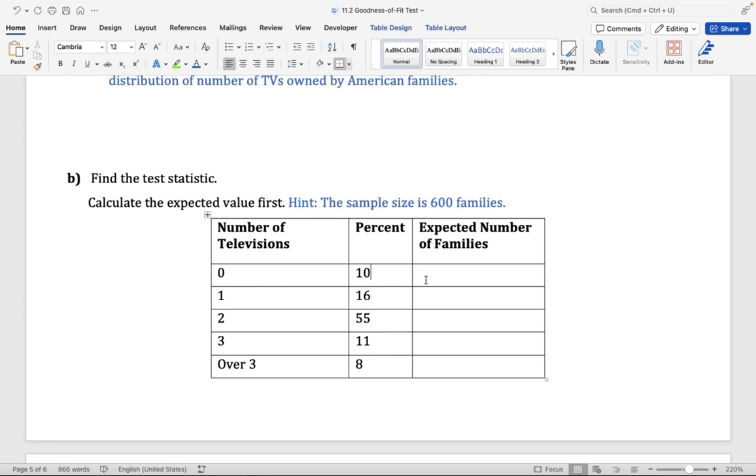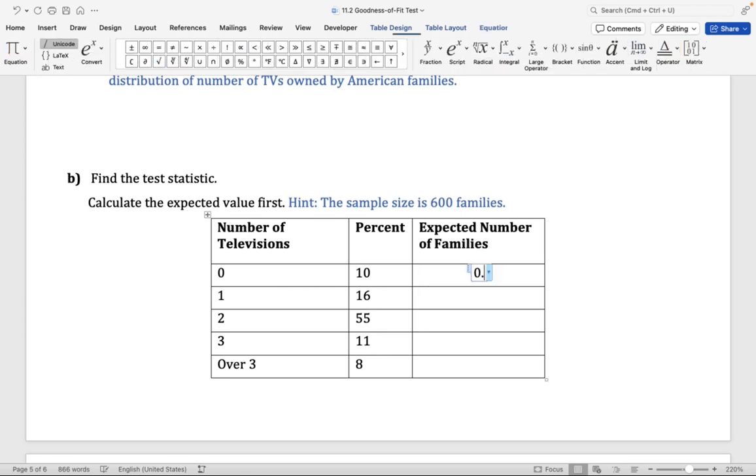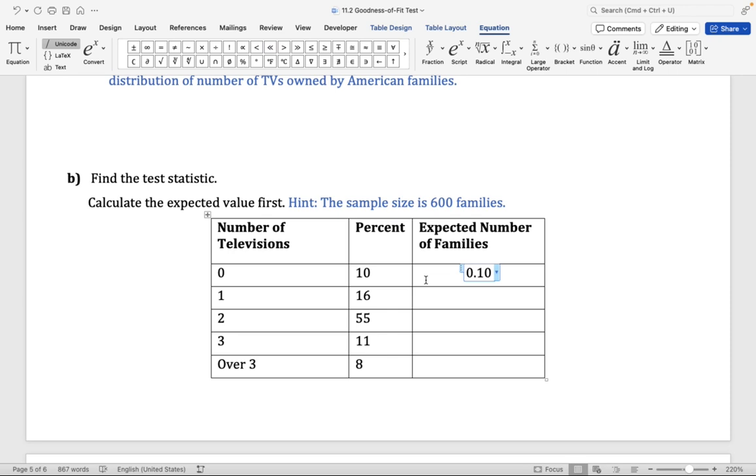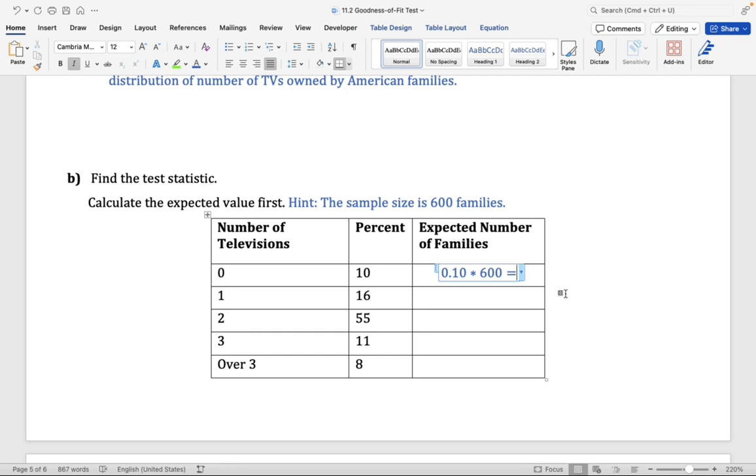So if I want to find the expected value, we're going to take the probability for this category, which is 0.10, that's equivalent to 10%, times the sample size. 0.10 times 600 is 60. Now, if 16% of the families are expected to land on the second category, where the number of TVs is 1, then the expected value for this category is 0.16 times 600. Okay? That is the probability for this category times the sample size. This is going to give us 96.